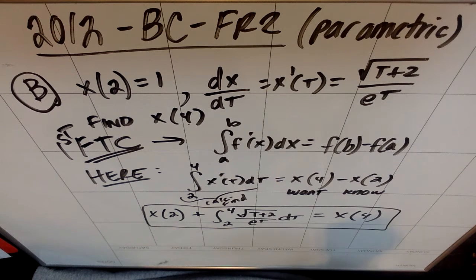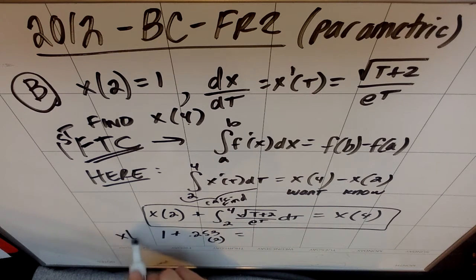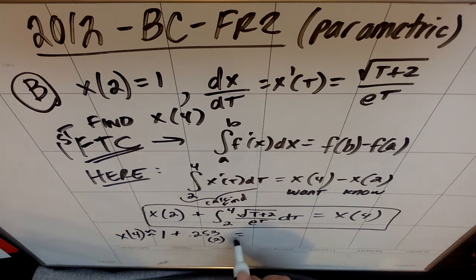When you're all done with this, once you type it in your calculator, you're going to get that your final answer is 1 plus 0.253 or 0.252, depending on if you round or truncate. So you're going to get that x of 4 is approximately 1.253 or 1.252, depending if you round or truncate.